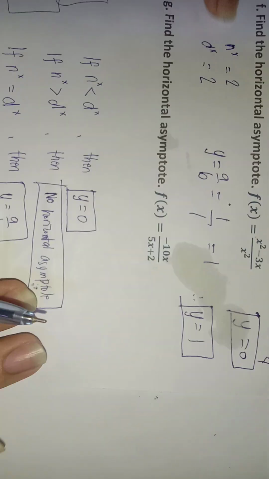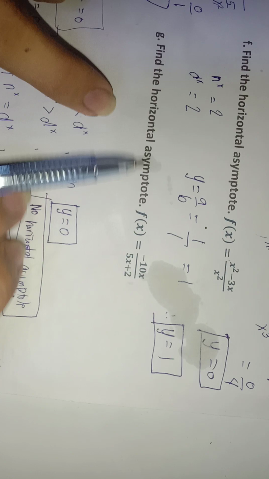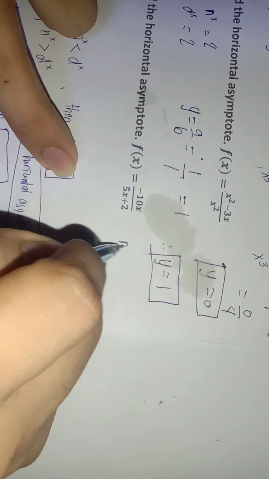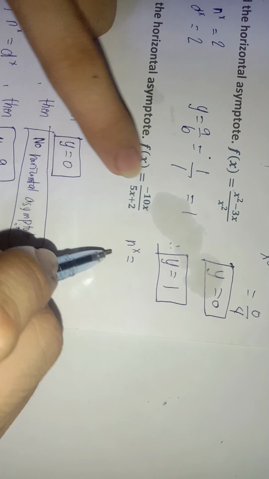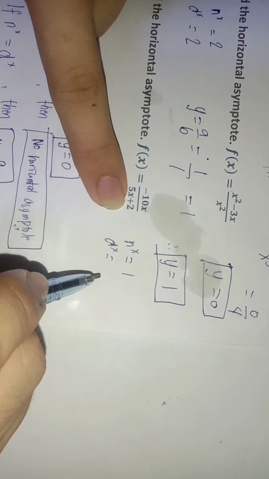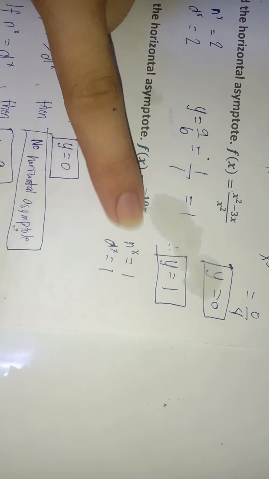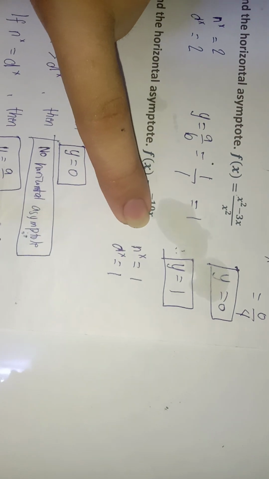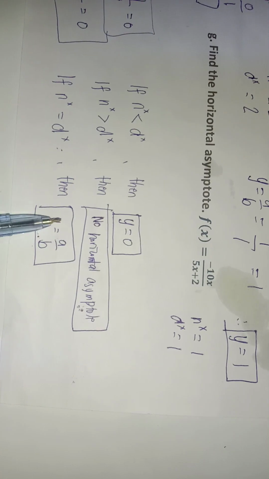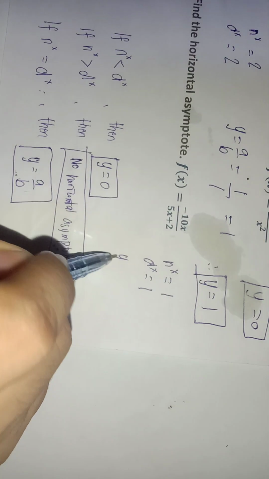Yun eh. Last example. Find the horizontal asymptote of this function. Same process. Aalamin lang natin yung degree ng numerator. What is the degree of your numerator? 1. What is the degree of your denominator? Also equal to 1. Magkapareho ba? Mas mababa or mas mataas yung numerator? Pareho na sila. That concludes, ito yung ating horizontal asymptote.